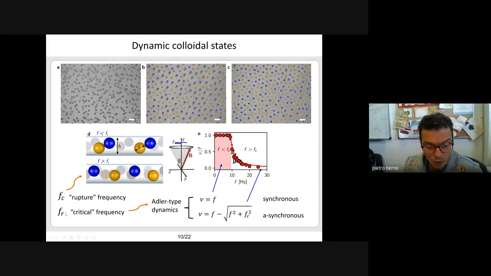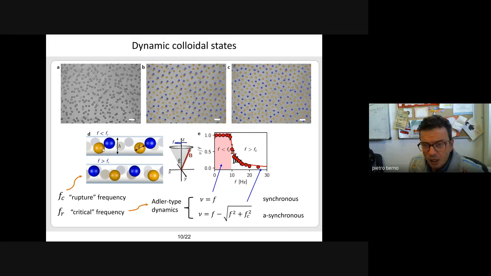Here there is a problem. This C is for critical F. Here I have to invert this. There is a rupture frequency. That means that there is a frequency above which the dimers start to break up, and you have basically these two isolated populations of particles.